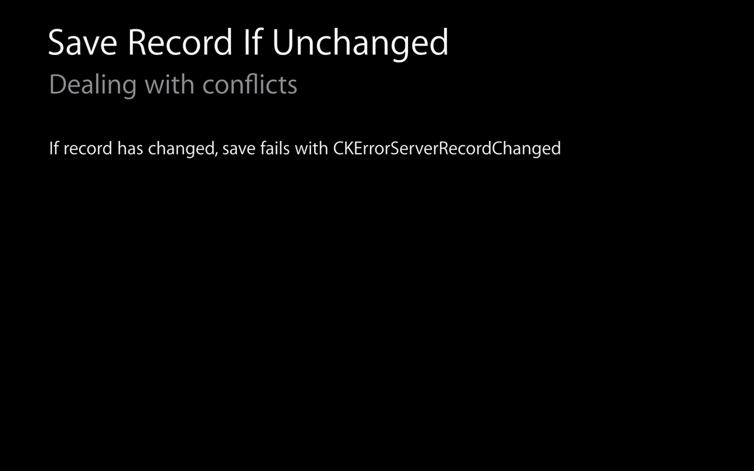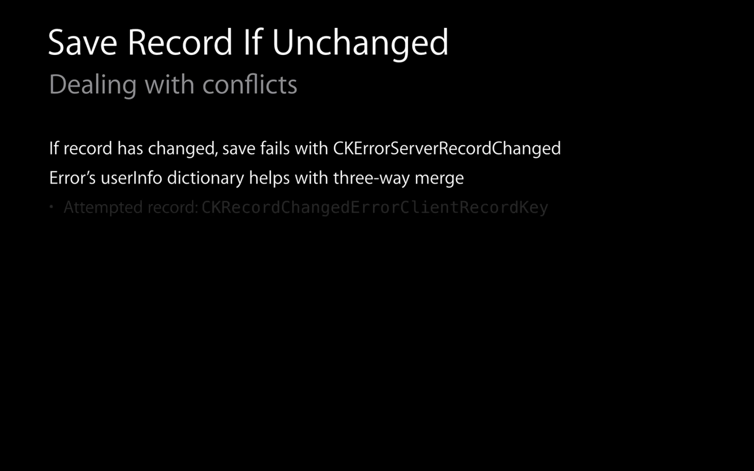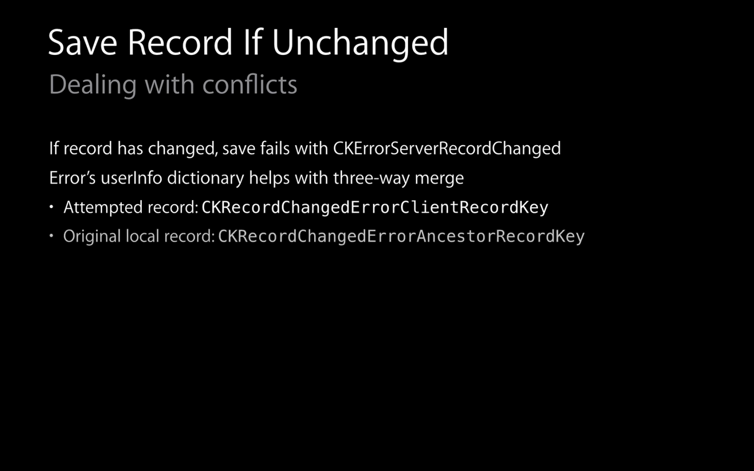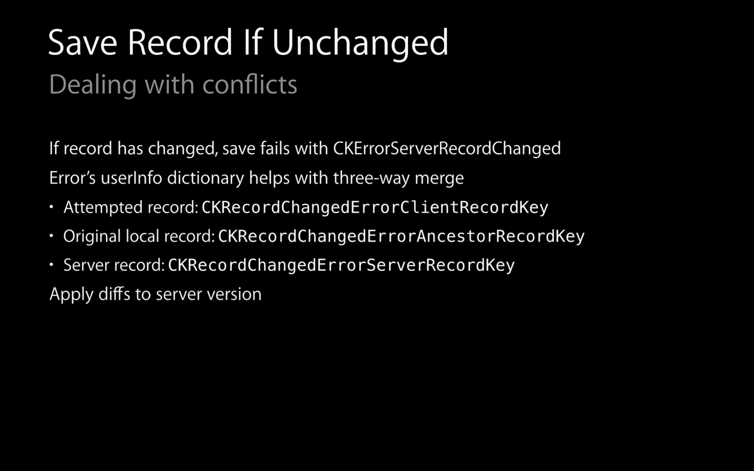So what we're going to do is help you out a little bit, and we're going to return those records to you already, because we know that's the next logical thing to do. So inside of the user info dictionary of this error, you're going to find 3 copies of the record. You're going to find the record that you attempted to save to the server, the one that encountered the error. You're going to find the original copy of the local record, which is the copy we downloaded from the server before you made any changes. And finally, we're going to give you the server record back. This is the copy of the record with the most up-to-date change tag. You're going to want to figure out what makes sense out of all of those copies of values and keys. You're going to apply them all to the server version of the record, and then you're going to retry that save.